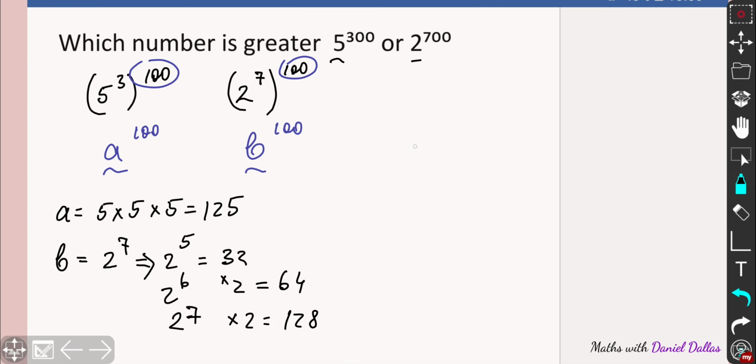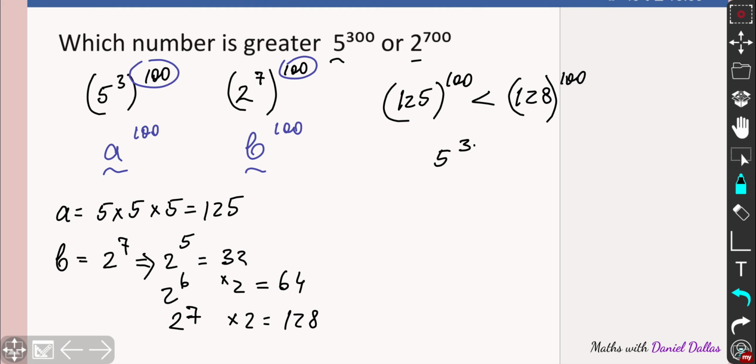So now let's compare it. You have 125 to the power 100 versus 128 to the power 100. So obviously 128 is greater than 125. In any common power, like 100 here, the inequality stays fair. So that's why, in general, 5 to the power 300 is going to be less than 2 to the power 700. Alright, so I hope you got how to do it.